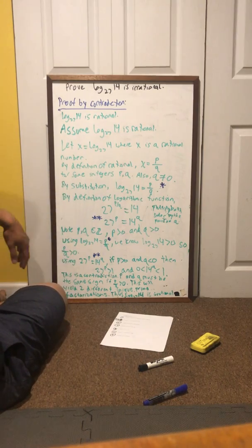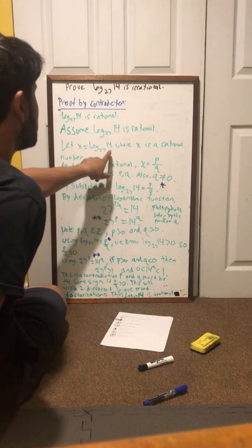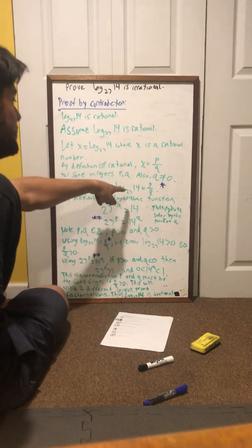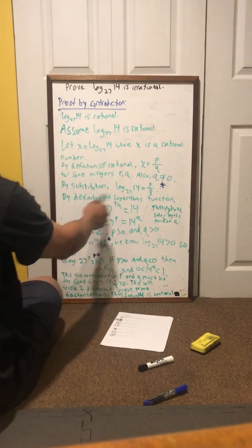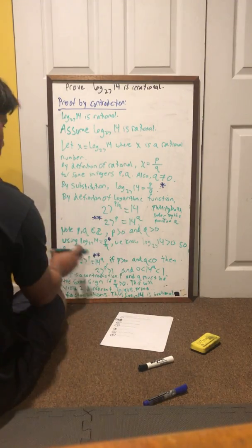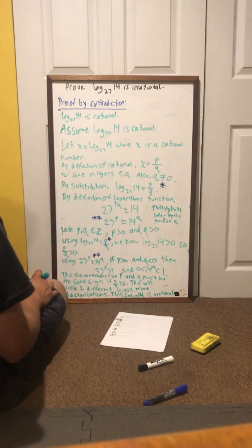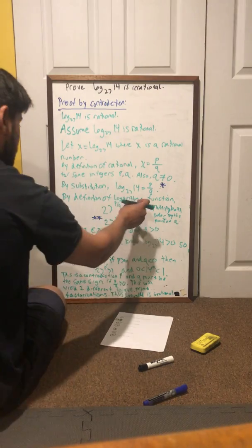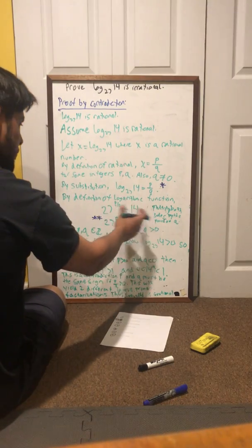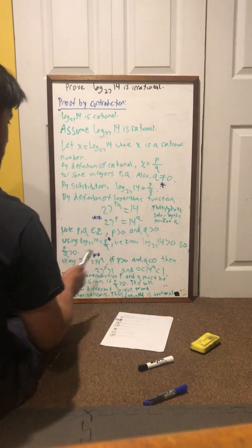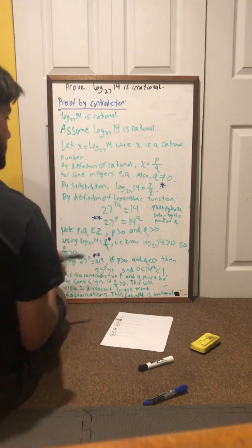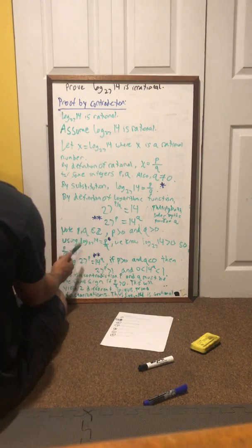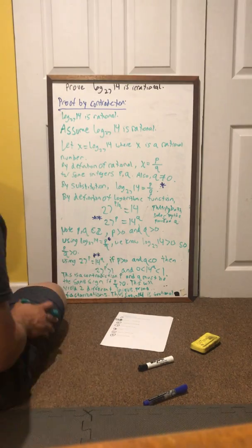By substitution, knowing that x equals log base 27 of 14, we're going to substitute in p over q. So log base 27 of 14 equals p over q. By definition of logarithmic function, which we went over, showing the exponential form and the logarithmic form, 27 raised to the power of p over q equals 14. Therefore, when we multiply both sides by the power of q, 27 raised to the power of p equals 14 raised to the power of q. Note, p and q are both integers.